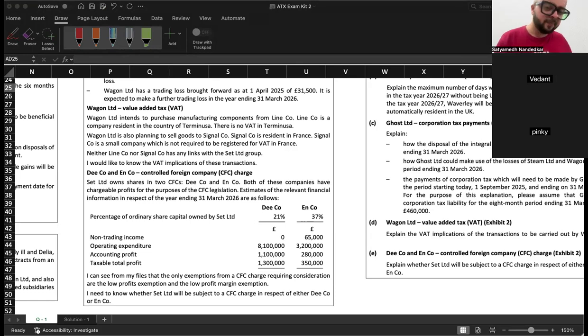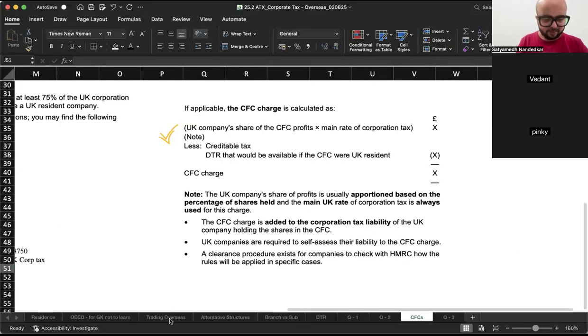ठीक है, द लो प्रॉफिट्स एग्जेम्पशन इज, डू यू रिमेम्बर सीएफसी चार्ज वाला क्या होता है? हाउ डू यू गो अबाउट इट? For that, you will have to go to the overseas aspect of corporation tax. There are five exemptions when it comes to the controlled foreign corporation. But your question specifically mentions कि पूरे exemption मत देखो, only look at the low profit and the low profit margin वाला exemption. ठीक है, let me take you there.